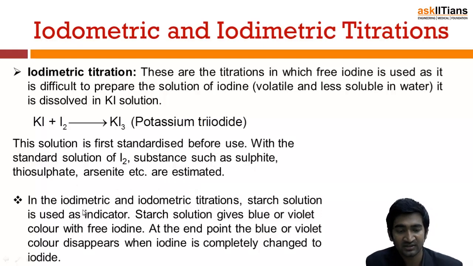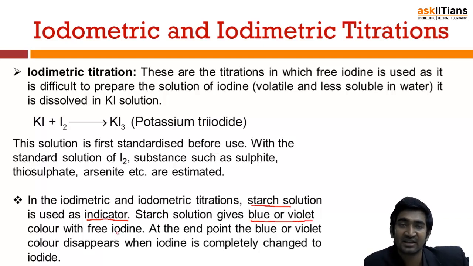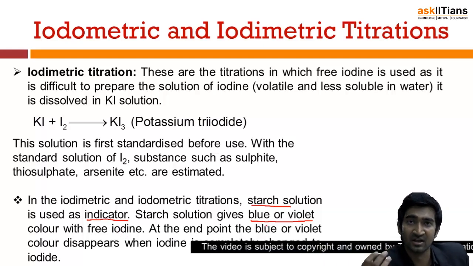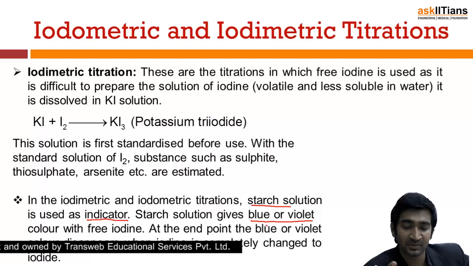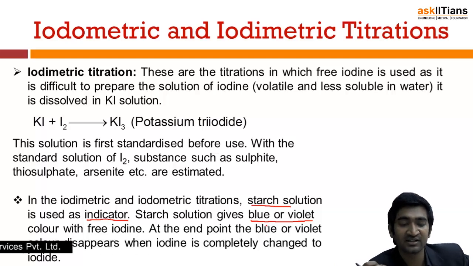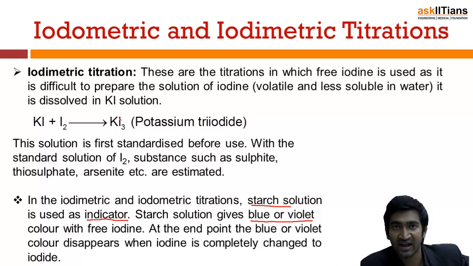In iodimetric and iodometric titrations, starch solution is used as the indicator, which I was talking about earlier. Starch solution gives a blue or violet color with free iodine. This is its property. So at the end point, when the blue or violet color disappears, I will say that the iodine has completely changed into iodide. So starch solution is the indicator which we use here.